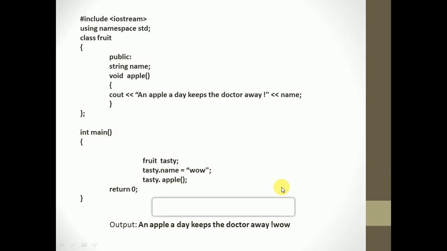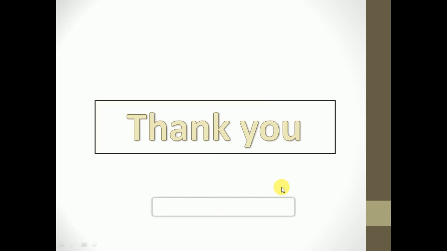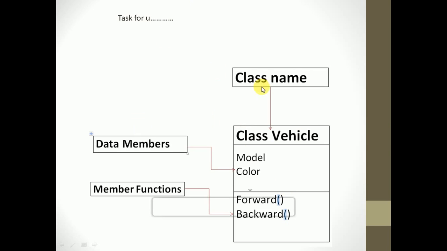Now, there is a task for you. You can try this better. You have a class. The class name is going to be vehicle. And there are a few data members, model and color, and there are two member functions, forward and backward. Try this. You will get a fruitful experience and better confidence so that you can rock. Waiting for you to rock.